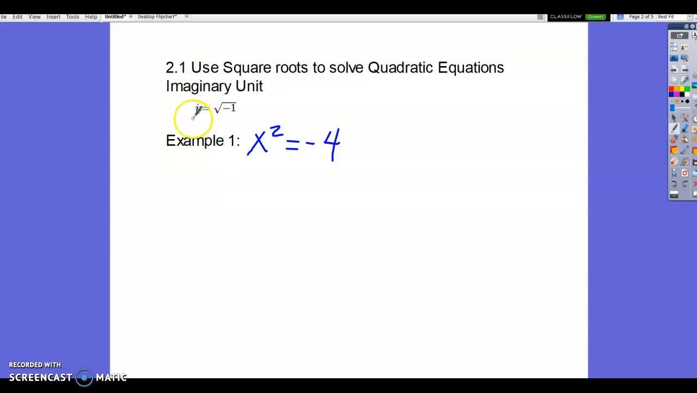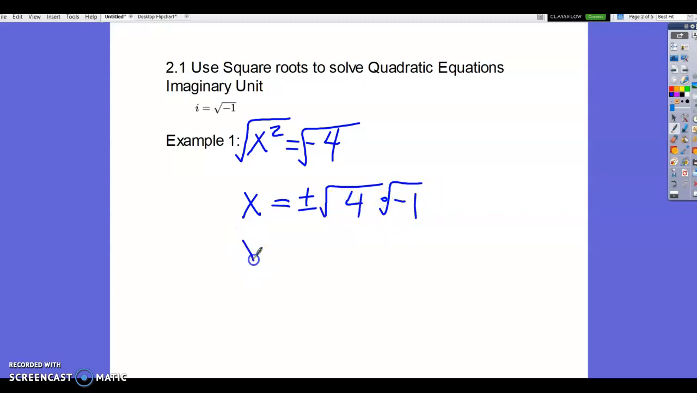You need to know the imaginary unit i equals the square root of -1. This allows us to solve equations with imaginary solutions. So if I have x squared equals -4, I'm going to take the square root of both sides, and I'm going to have x equals plus or minus, and the square root of -4 is the square root of 4 times the square root of -1. We already know that the square root of 4 is 2, but the square root of -1, we now know that is i. So it's going to be 2i. So plus or minus 2i.